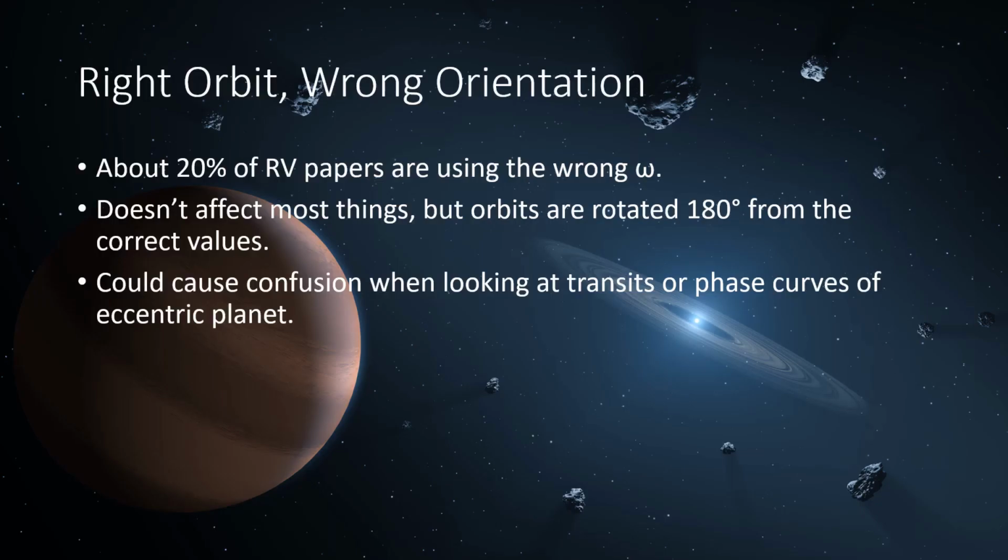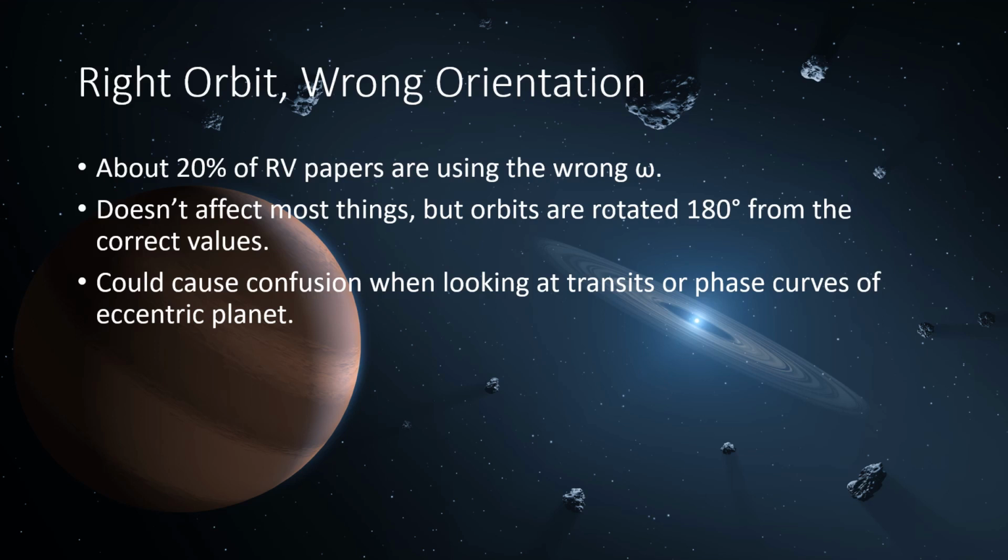And this affects about 20% of radial velocity planets. It doesn't affect most aspects of the orbit, so mass, orbital period, eccentricity, inclination, all of that's correct. But it means we're constructing the orbits rotated 180 degrees from their correct orientation.